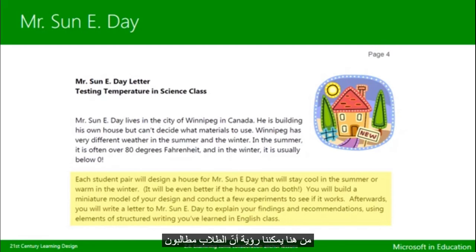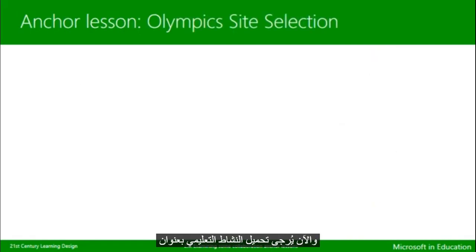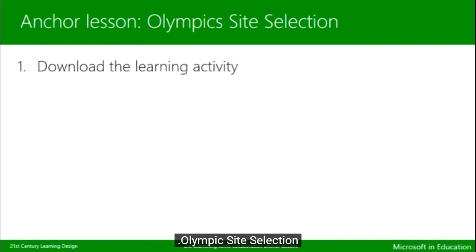From this, we can determine that students are required to make substantive decisions together about the hypotheses and variables to manipulate in their experiment. However, the lesson as designed does not eliminate the possibility that one student could complete all of the work. Now, please download the learning activity entitled Olympic Site Selection. When you've done this, carefully read it.